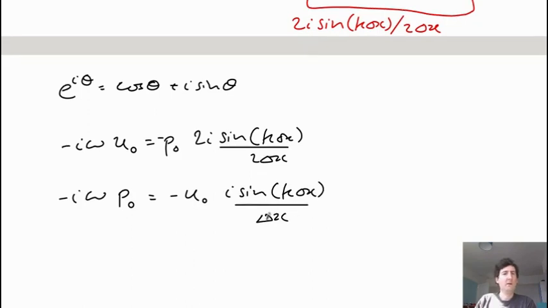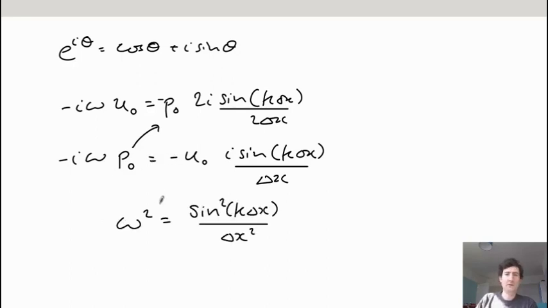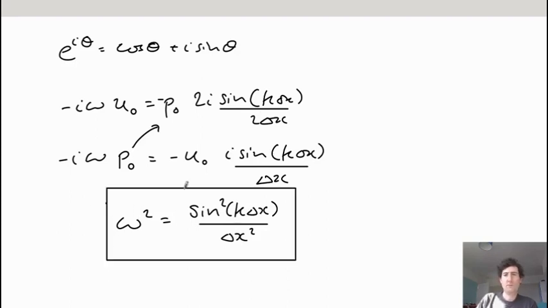delta x. Okay, so then we can substitute one of these equations into the other, and so we just say substitute this p naught into here, for example, and we end up with a dispersion relation for omega squared, which is just the sine squared of k delta x over delta x squared. This is the dispersion relation.